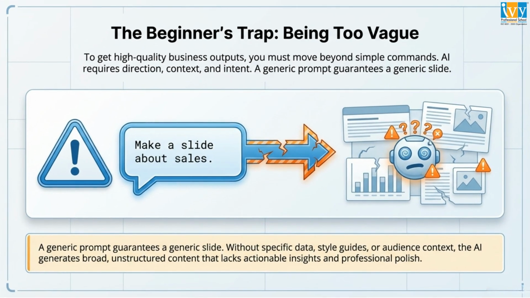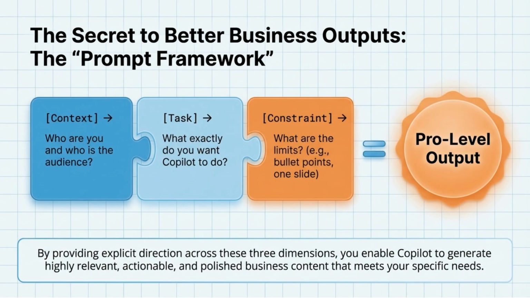But here's where most people go wrong. They give very generic prompts, something like, make a slide about sales. And naturally, the output is also generic, unclear, and not useful for decision-making. AI works best when you guide it properly, with clarity, intent, and structure. Otherwise, you're just getting surface-level outputs, not real insights. So how do we fix this?